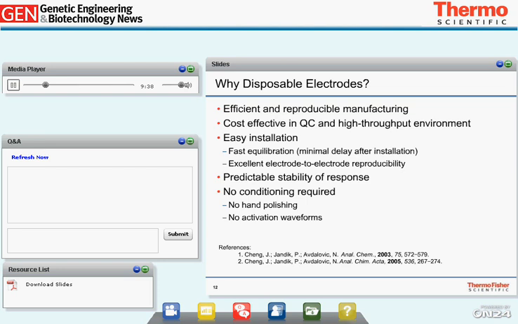Why disposable electrodes? Why did we develop them? They can be manufactured with very high reproducibility and efficiency. They are cost-effective, especially in quality control and also in any high-throughput environment. They are very easy to install with fast equilibration, which means minimal delay after installation, and exhibit excellent electrode-to-electrode reproducibility. They have a predictable stability of response, and no conditioning or polishing is required.